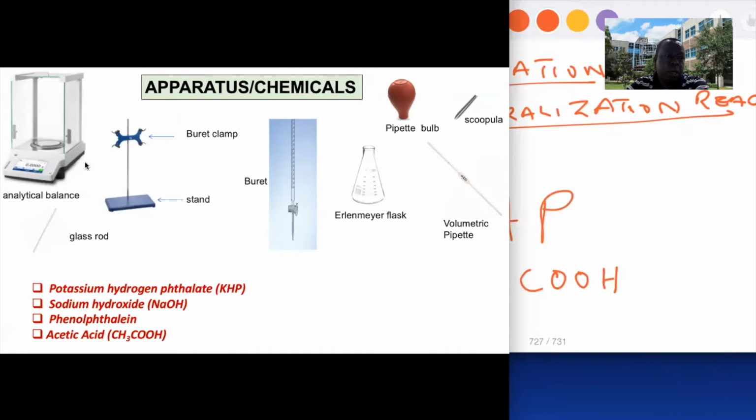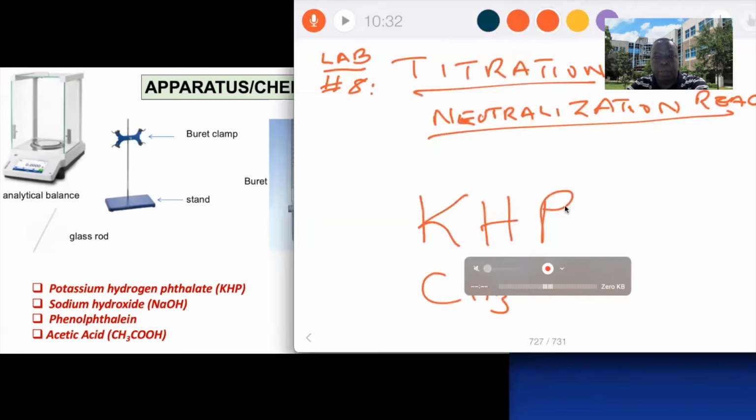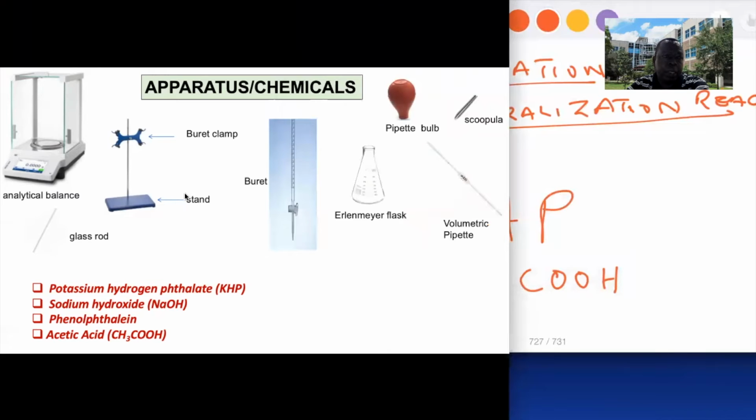In this case, the analytical balance is for weighing out the KHP. This is for taking the mass of KHP. The ring stand, all right? The buret clamp, you have used this before. The stirring rod, the stirring plate, for stirring the solution. Here is the Erlenmeyer flask, just going to hold the analyte. And the stir bar, you have used this before, a spatula for scooping the KHP, and then the volumetric pipette.